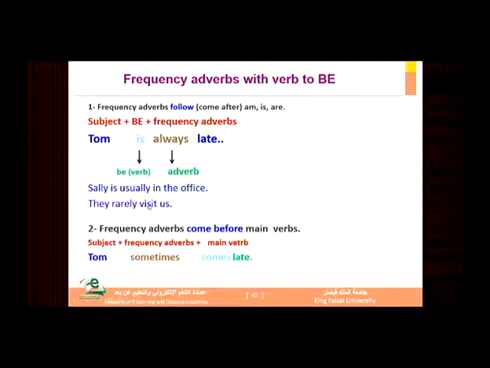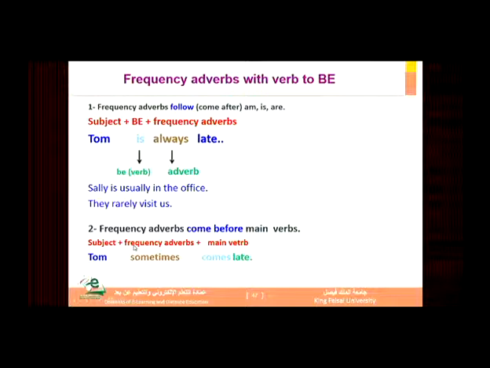So in the case of the main verb, the adverb comes before. In the case of verb to be, the adverb comes after. So Sally is usually. They rarely visit us. So the adverb comes before the verb.